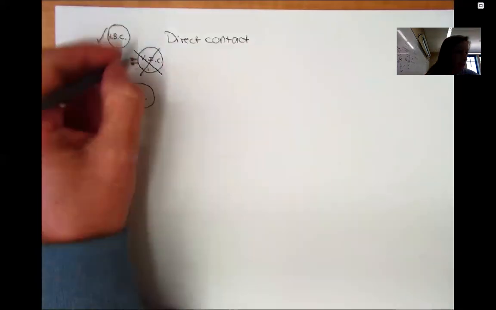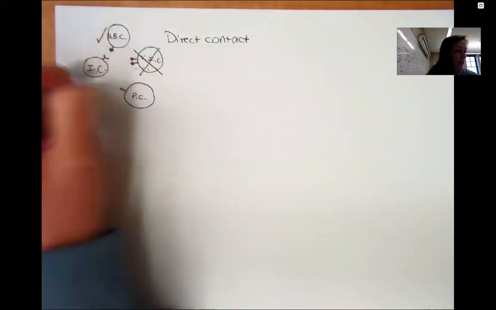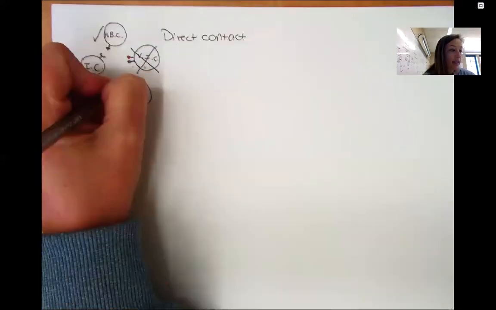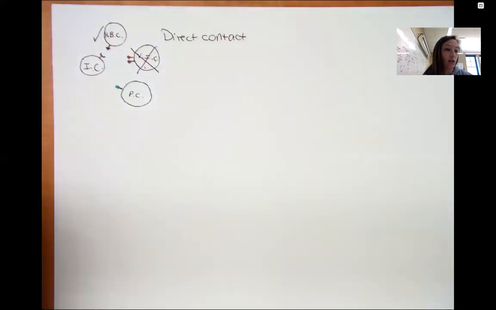And then the third thing that the immune cell might see is a pathogenic cell. So this could be a bacteria, or really it is anything that does not belong in your body.